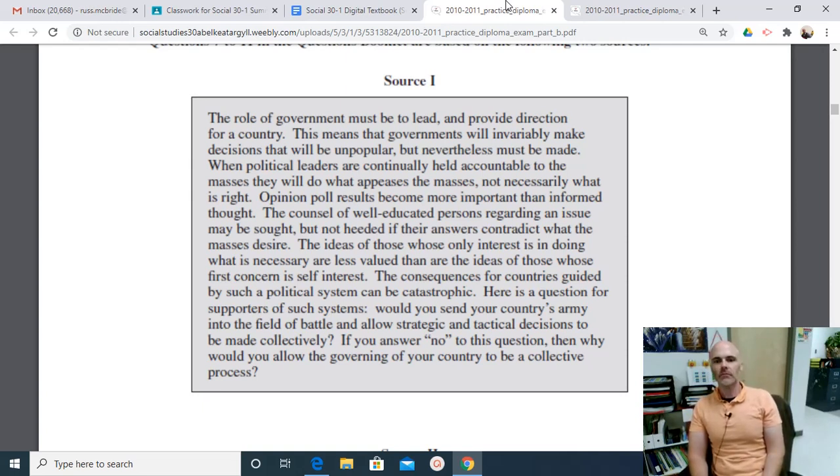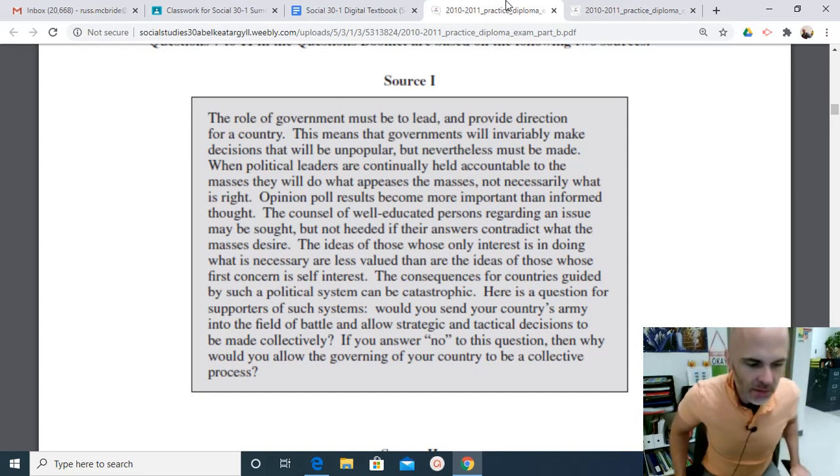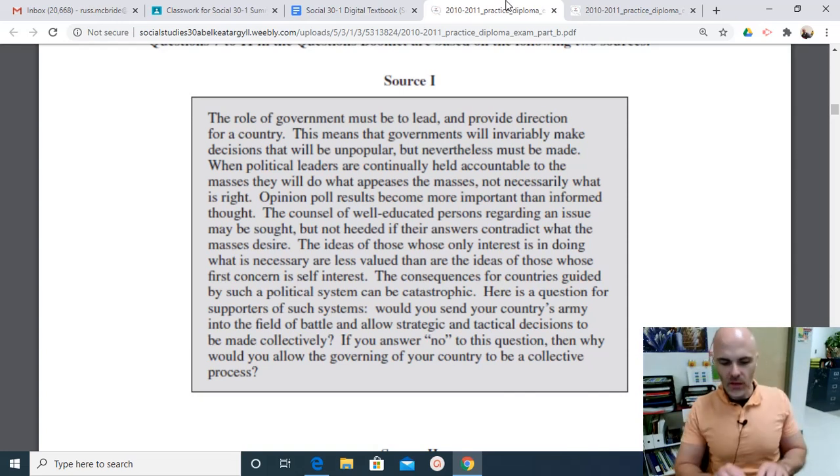Okay? So far it's pro-government being a leader, right? So far the first couple of sentences are saying governments must lead, the leading doesn't have to be popular, sometimes what is necessary is not popular.